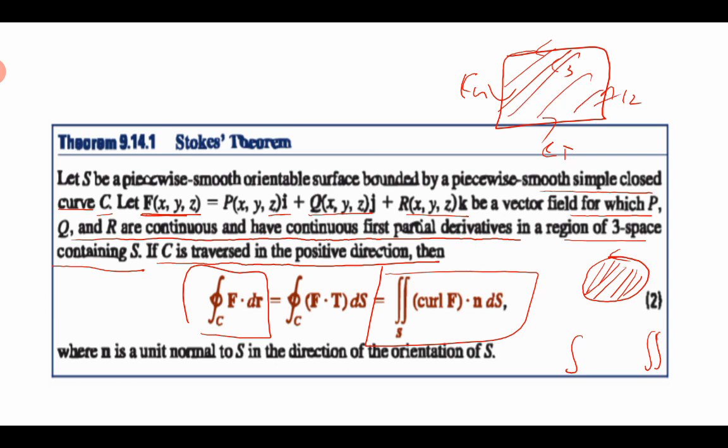So if you know curl of F and the unit normal vector to S in the direction of the orientation of S, which we call the outward unit normal vector, if you know these two, we can integrate over the surface. Instead of doing the line integration, we will get a double integration. So the formula is curl F dot n vector, this is n vector, dS. We know how to find dS from dx dy. We have the formula for dS.